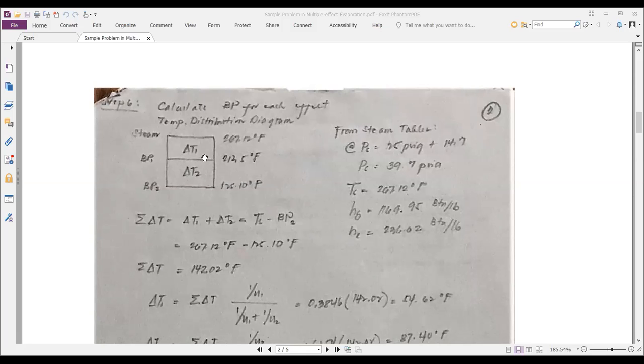Before I discuss this delta T1 and delta T2, I will first, of course, let you get the value of the temperature of the steam based on the given pressure. Again, it's gauge pressure. So you have to convert it to absolute pressure. So then the steam pressure is 39.7 psia. If you go to your steam tables, you will be getting this temperature here, 267.12 degrees Fahrenheit.